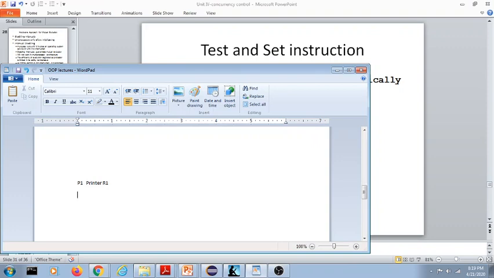And for the printer, there are two more processes waiting. P2 is waiting for it, and P3 is also waiting for it. That means whenever the printer is being used by P1, at that time P2 and P3 should wait. That means all these processes should be mutually excluded from using that printer resource. So we have seen some hardware approaches, in which one more hardware approach is the test and set instruction.